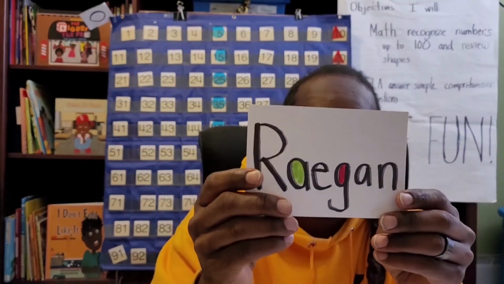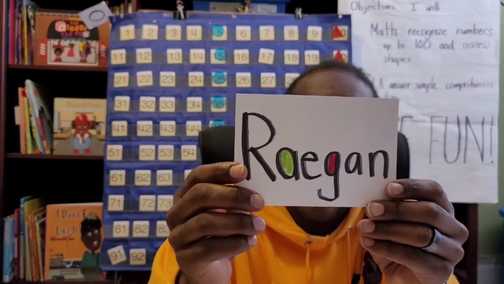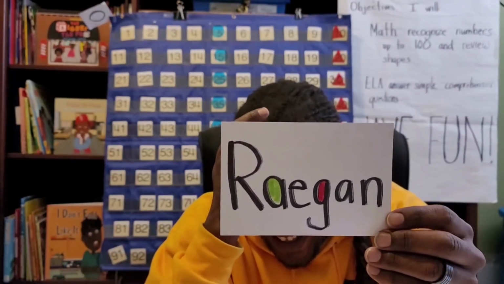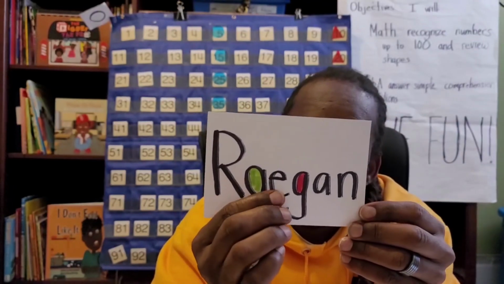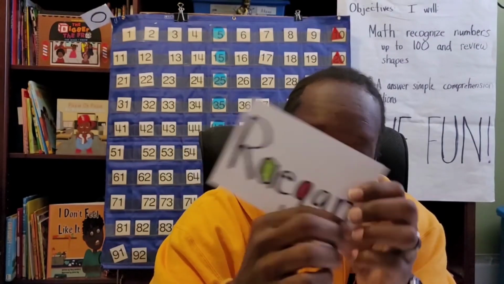And whose name is this? Reagan. Hi, Reagan. Let's count Reagan's letters. 1, 2, 3, 4, 5, 6. She has 6 letters in her name.